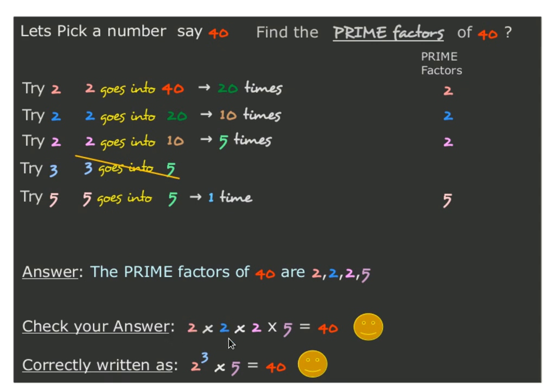You say 2 times 2 times 2 times 5 is 40. Let's check that. 2 times 2 is 4, times 2 is 8, 8 times 5 is 40. Wonderful, works. But correctly written, for mathematics, we'll say it's 2 to the power of 3 times 5 equals 40. 2 to the power of 3 simply means 2 times 2 times 2. So 2 to the power of 3 is the same as 2 times 2 times 2. Now we've done this correctly.